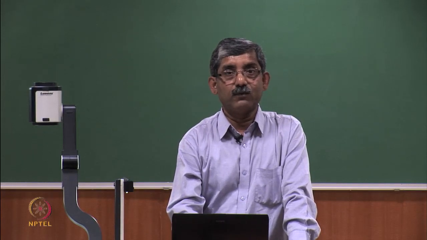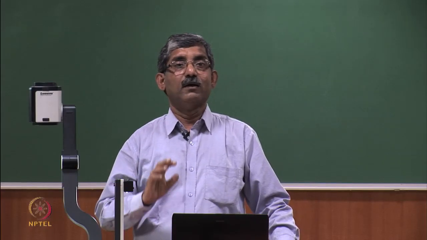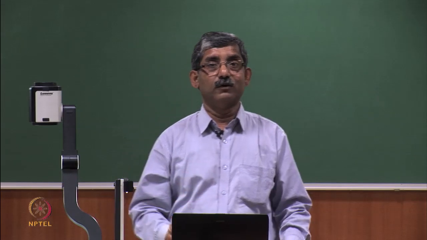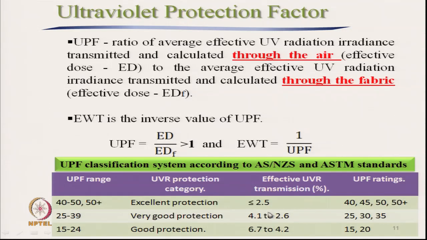Between 25 to 39, it is very good, typically 4.1 to 2.6% is the transmission, and 15 to 24 it is a good performance. So, minimum there should be at least a UPF value of 15, and the transmission level is typically around 6 to 7%. So, 15, 20 these are the UPF ratings.